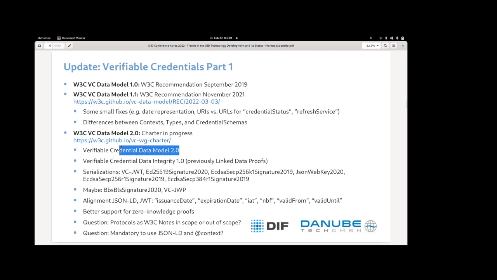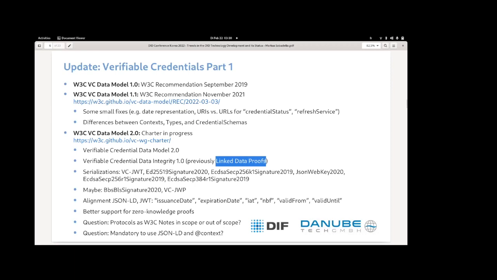And this will include the verifiable credential data model 2.0, the specification itself, but also a second specification called verifiable credential data integrity, which will standardize how you can add proofs like signatures to a verifiable credential. This was previously called linked data proofs or linked data signatures, and a lot of people actually don't know that this has not been standardized yet.